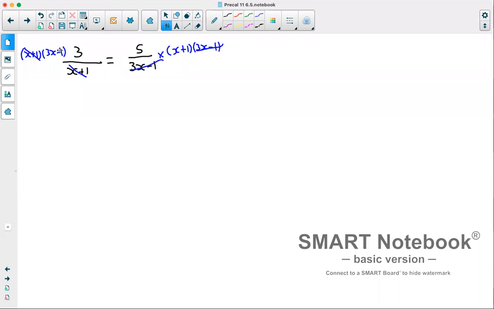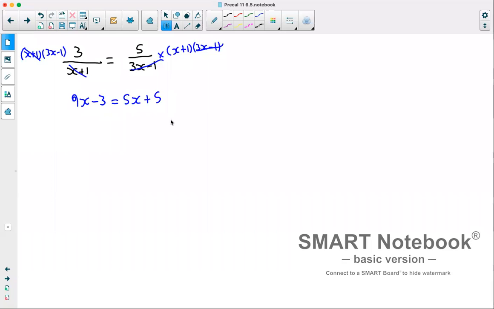We then have to multiply out what's left in our numerator. So 3x times 3 is 9x. -1 times 3 is -3. Equals 5 times x is 5x. And then 5 times 1 is 5.